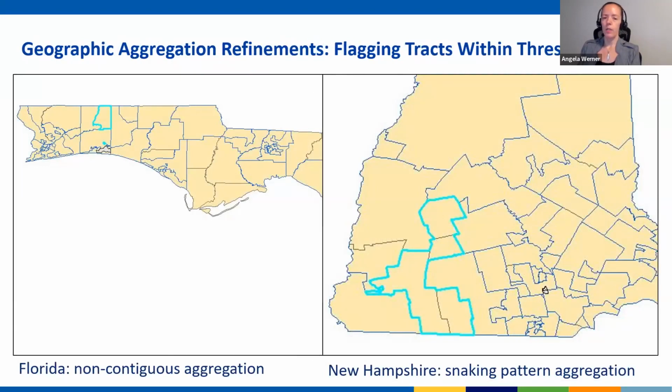This shows an example of a potential boundary refinement that was discussed, flagging tracts within the threshold. So we would have flagged tracts that already had 5,000 or 20,000 persons, so they would not be included in the aggregated tracts because they already met the minimum population threshold. This resulted in geographies that didn't really make sense, as you can see here. So on the left-hand side, you can see non-contiguous shapes. There's a little bit of teal color below that larger shape, which would have been considered one unit. And then also on the right-hand side, more of a snaking pattern shape.